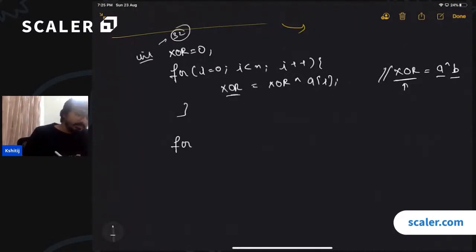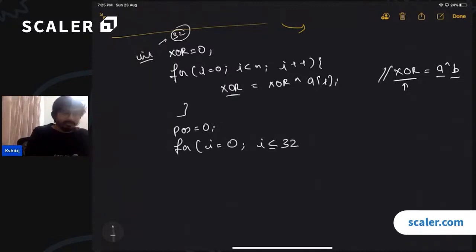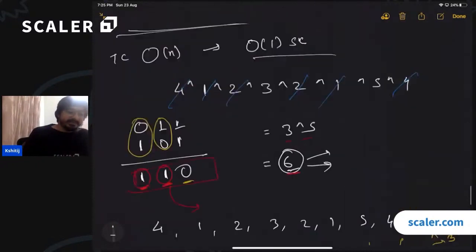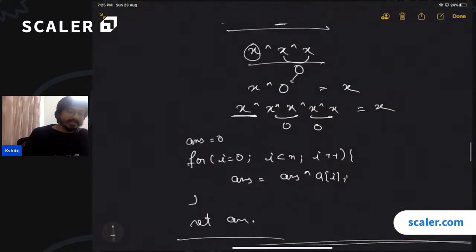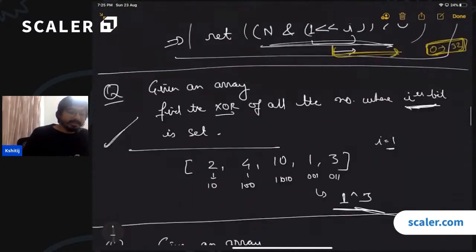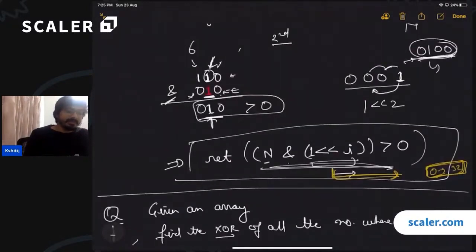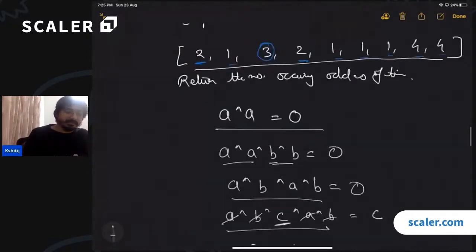So we'll be running a loop. Let us say that we have a position variable which we are initializing from 0. Then for all the values that the position can take, which is going from 0 to 32, we check the exact same thing that we had done to check whether the ith bit is set or not. So we'll be taking XOR and one left shifted by I bits, right?